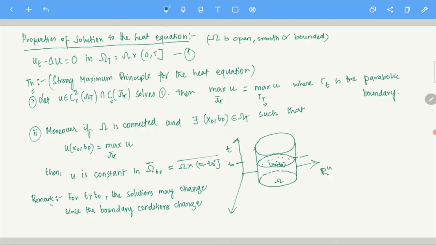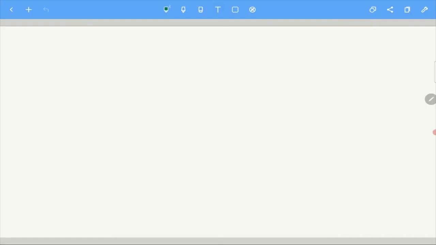See, up till t equals t naught, up till that level, we have an idea of how u is working. So we know that the maximum is attained up till omega t naught bar. We have an idea of the behavior of u before that time, but after that time the boundary condition may change, and hence the solution may change. So that's what it is saying. Now let's look at the proof of this theorem.